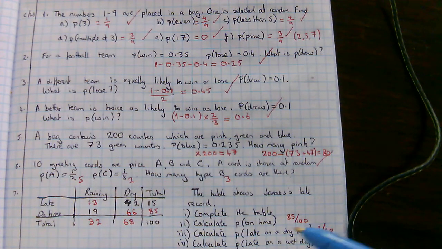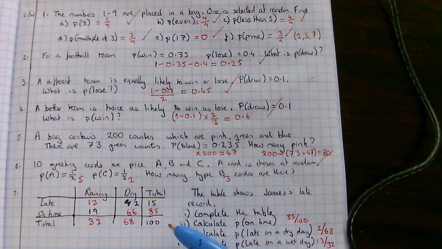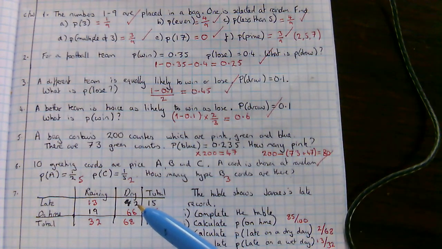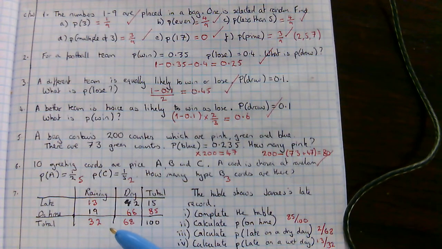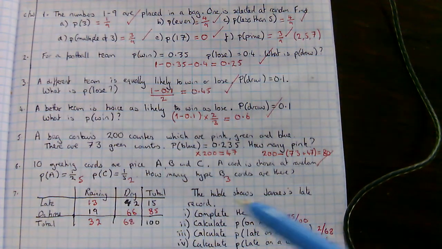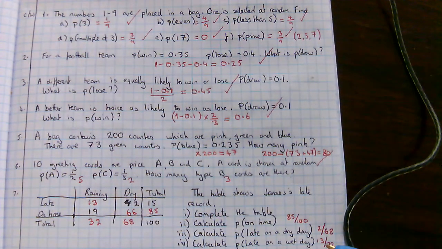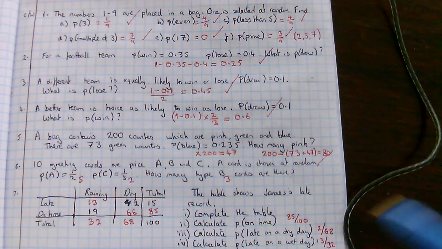Probability of being on time is 85 out of the total of 100. Probability of being late on a dry day. Well, we know that the total number of dry days is 68. Of those he's late twice, so it's 2 out of the 68. Probability of being late on a wet day, the total number of wet days is 32. The probability of being late is 13. So we can see the probability is much higher of being late on a wet day than being late on a dry day.